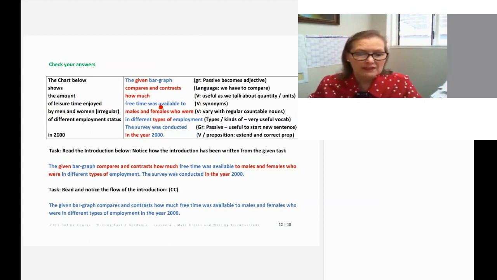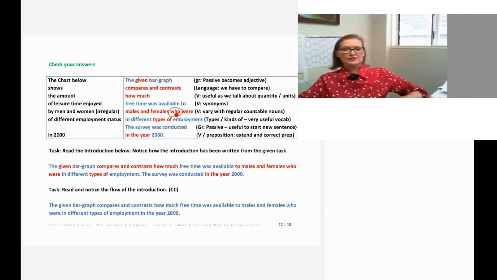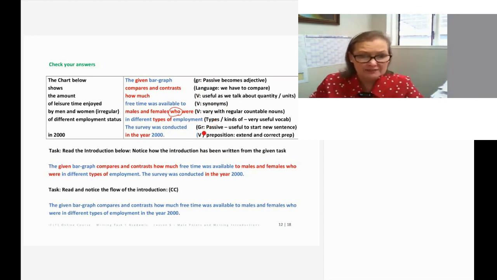So let's read it through from there. The given bar graph compares and contrasts how much free time was available to males and females who were in different types of employment, or I could say in different kinds of employment. So those little words, types and kind, are quite useful to be able to vary my language in my introduction.